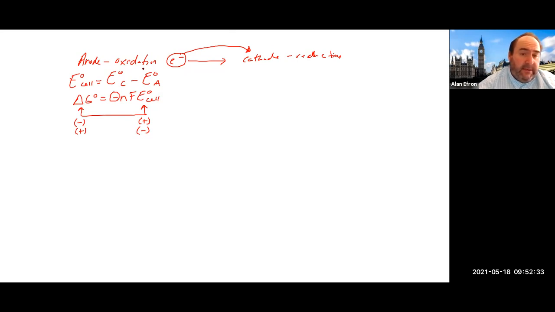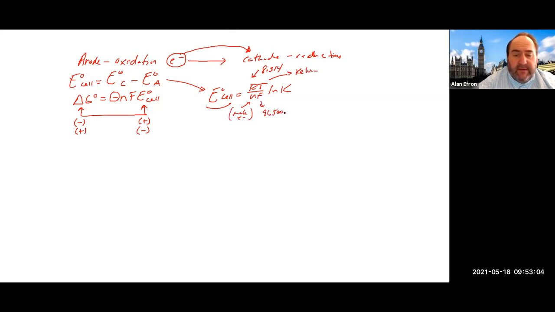We also related this to the equilibrium constant. We saw that E of the cell is equal to RT over nF times the natural log of K. This is our cathode minus anode. R is our gas constant, which is the energy one. T is our temperature in Kelvin. n is still our moles of electrons. And F is our Faraday's constant, which is our 96,500. And K is obviously our equilibrium constant.